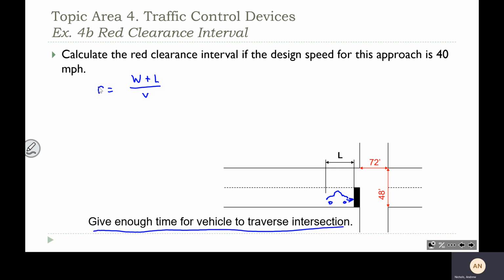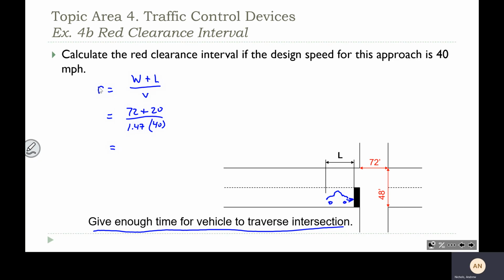Red time assumes that as a vehicle enters an intersection, we want to allow enough time for that vehicle to clear the intersection. So what distance is this vehicle traveling through the intersection? It's going to be traveling the 72. We've got 72, an assumed vehicle length of 20, and then we've got our speed again, 1.47 times 40, because that's a lowercase v.